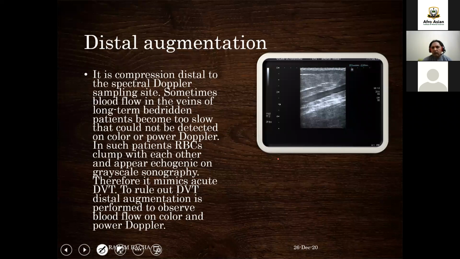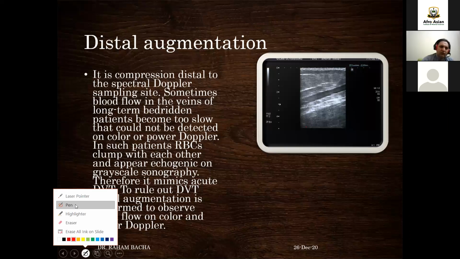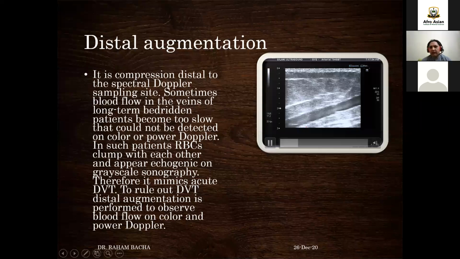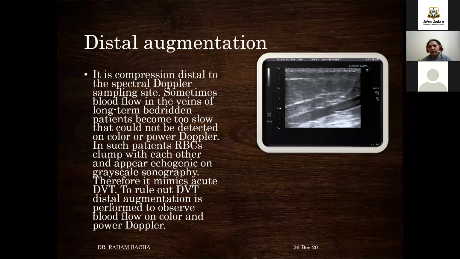Sometimes a patient will come to you who has been bedridden for a long period of time. There will be very slow flow, and the RBCs will clump with each other. Due to that clumping of RBCs, they will appear echogenic. In this example, you can see this is a large vessel, but the blood inside the vein appears echogenic. That is due to very slow flow. The RBCs are clumped with each other and act as a large reflector or scatterer. That's why they appear on ultrasound with low level echoes.